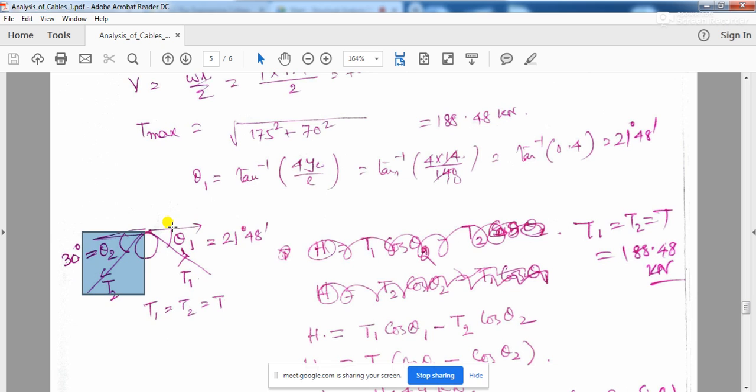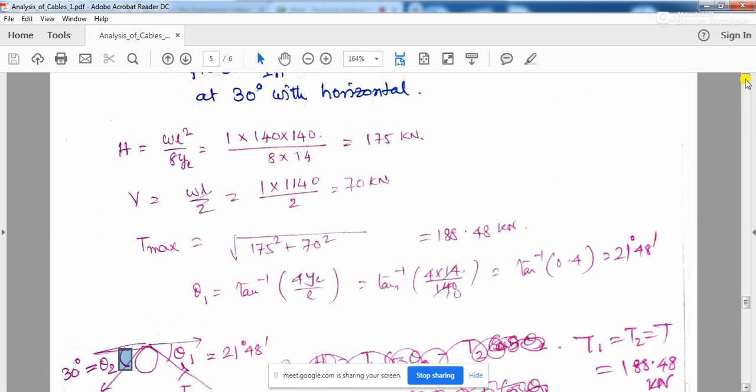So the main cable inclination you will have to find out, and in the question the angle of inclination of the backstay is given. Now let us take the problem step by step. What is said in the problem? 140 meter is the span of the cable.